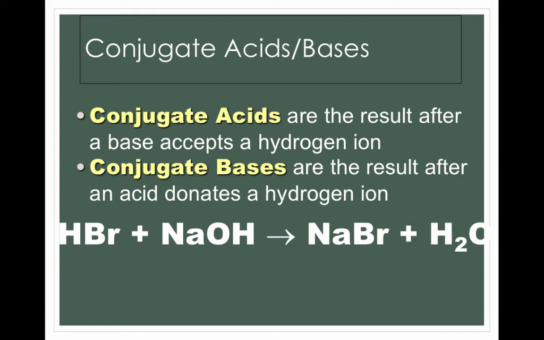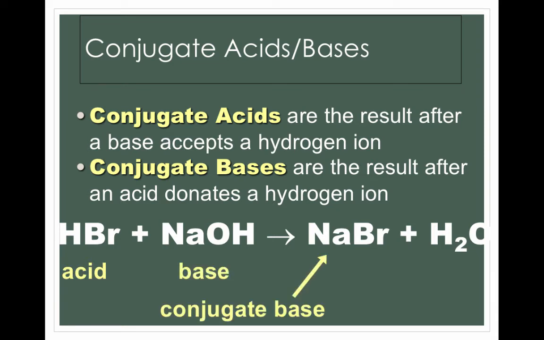And then to figure out the conjugates, you kind of just have to track the hydrogen. So if hydrobromic acid is the Bronsted-Lowry acid in this situation, it's going to donate its proton or hydrogen to the base. Therefore, if you look on the right-hand side, HBr becomes NaBr, which has to be the conjugate base. And remember I said that acids produce conjugate bases.